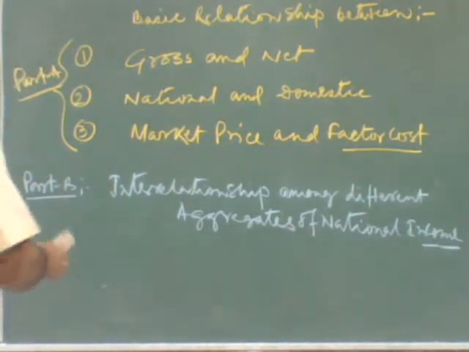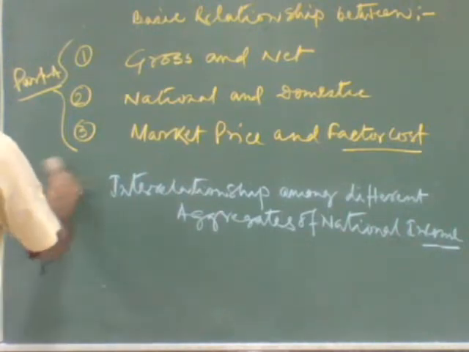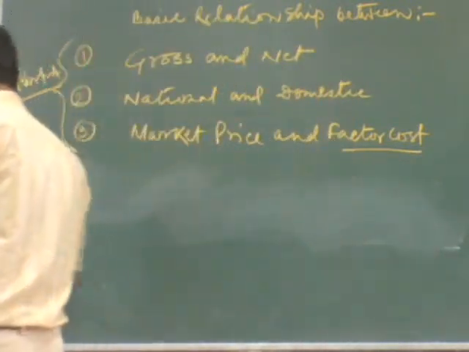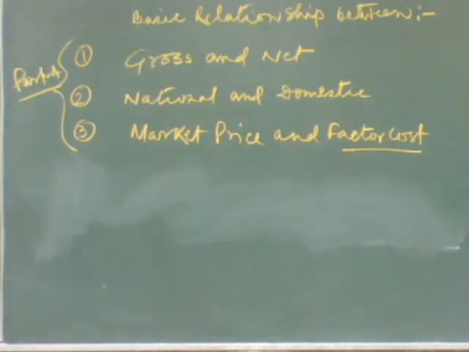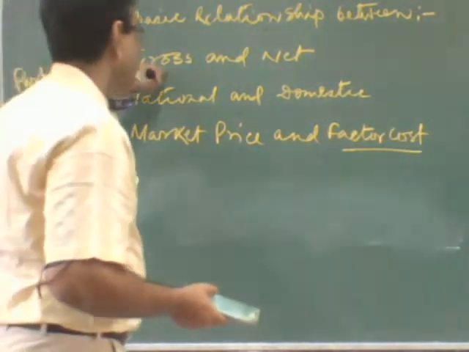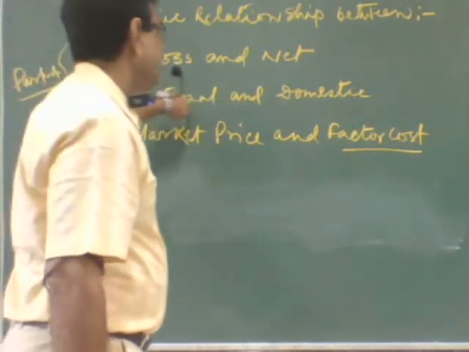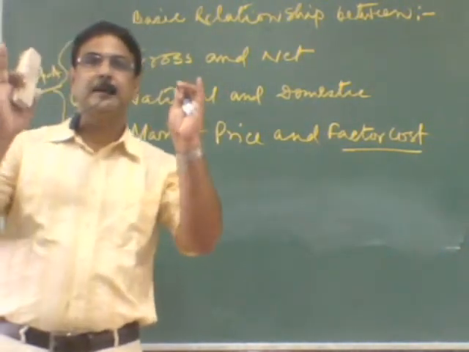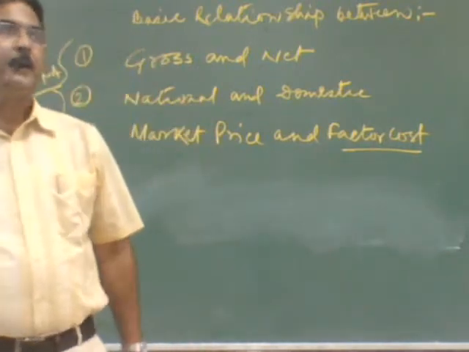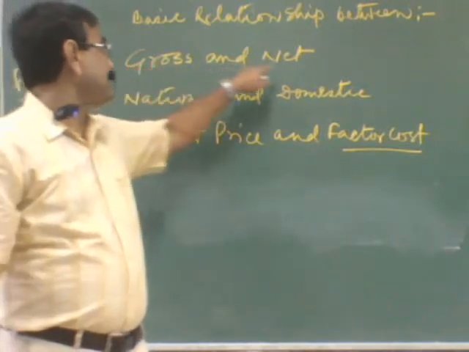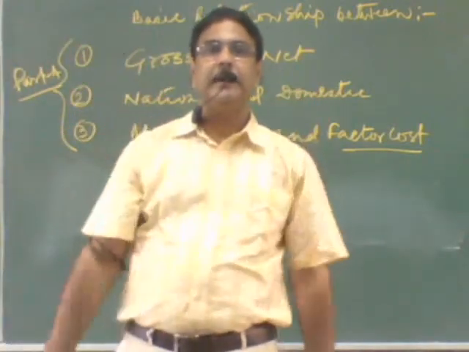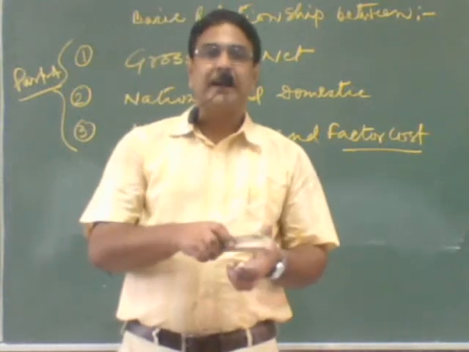Now I'll start part A. For establishing the relation between gross and net, national and domestic, and market price and factor cost, some connecting components are required. Now, what are these connecting components?